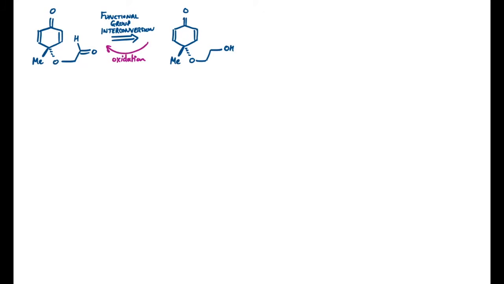I need to make this intermediate aldehyde, and aldehyde's quite a reactive functional group, so I should probably get rid of it in my disconnection and do a functional group interconversion. I'm going to take it to the alcohol, because that just means I need to do a simple oxidation in the forward synthesis. So for example, a Dess-Martin oxidation would work well here.